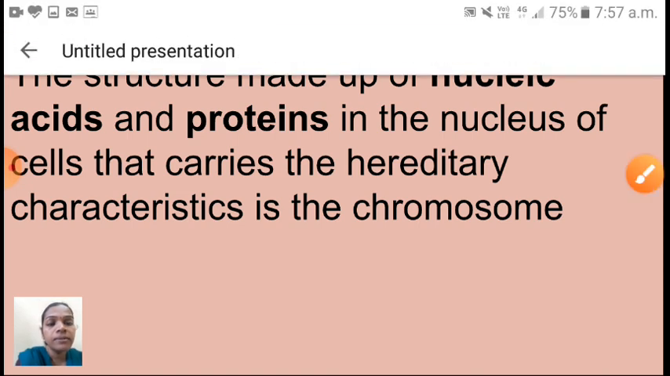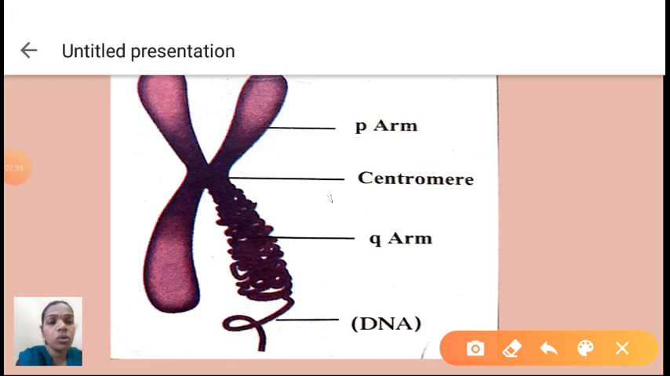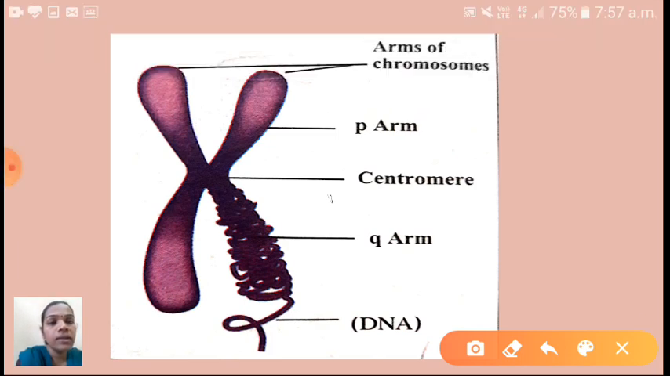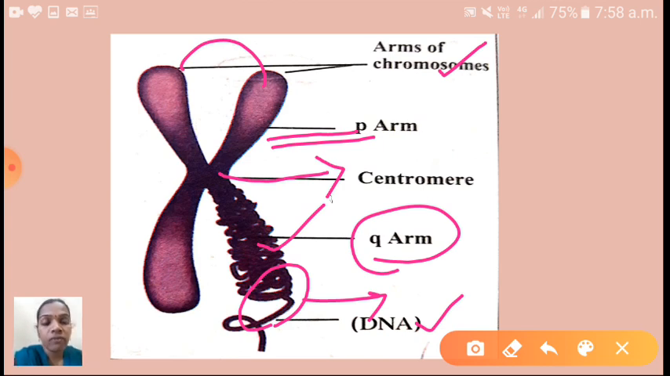Okay children, see here, this is the structure of a chromosome. This labeling I have given here: this is the arms of the chromosome. This is the P arm, and this one is the Q arm. In between, that is called the centromere. And this chromosome is made up of DNA, that is genetic material, deoxyribonucleic acid. The structure of DNA and its function, we will discuss later.